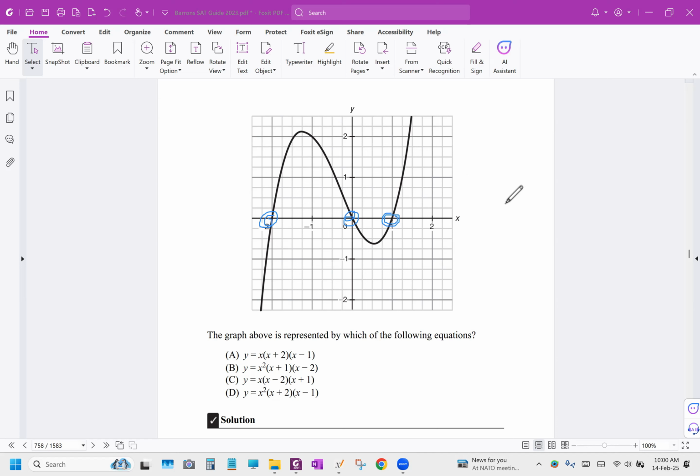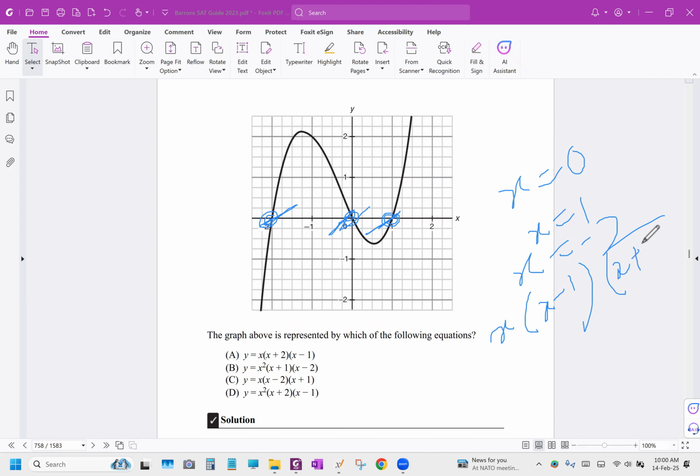So x equals 0, x equals 1, and x equals -2, right? Simple. So it is x, times x minus 1, times x plus 2. y equals this, this is the equation.